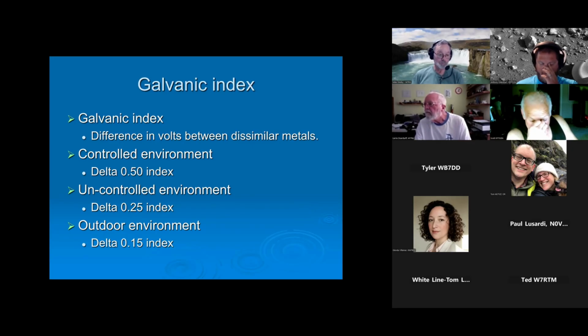So in a controlled environment, if you're trying to build a product that is inside a house, that has a delta between these indexes of about 0.5. If it's uncontrolled, so you have maybe a barn, it's kind of protected, but you still have other things that can get mixed in there and cause some problems with this galvanic index. So there you don't want to put two pieces of metal together that have an index greater than 0.25. If it's outdoor, man, you've got to have nice metals that really play together and don't fight with each other.